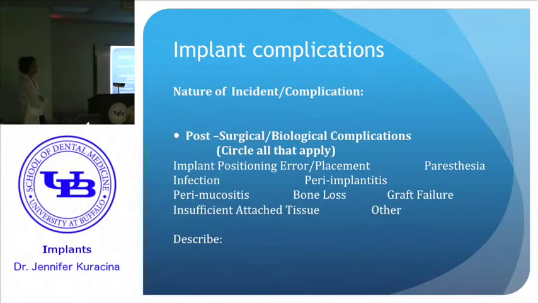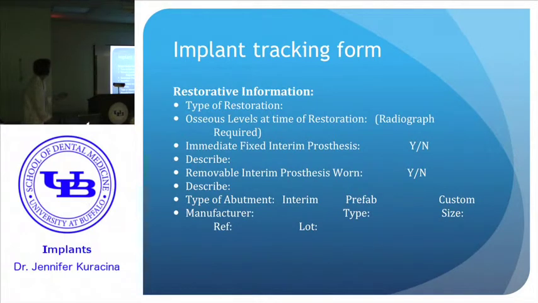Side 2 is for complications, all right? So getting back to Dr. Brewer's comment about bone loss, that's one of the things that we're looking for. And there's a place on the form that asks the osseous levels at the time of restoration. So we take a radiograph if the surgeon has not done so, and if we see that there's been bone loss since the implant was placed, well, that becomes a complication, and then we need to turn the page over and report that on the other side.